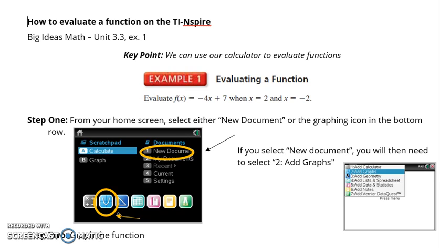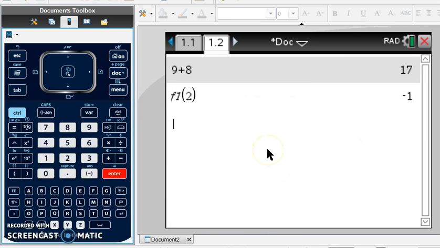The problem also asks me to find when x equals negative 2. So we'll go ahead and do the same process: f1, parentheses, negative 2. And I hit enter, and I see f1 of negative 2 is 15.